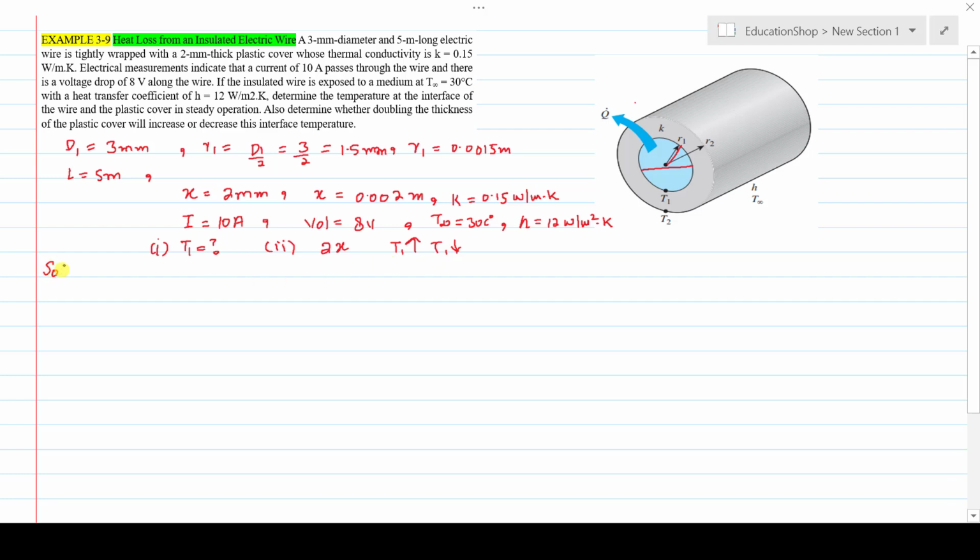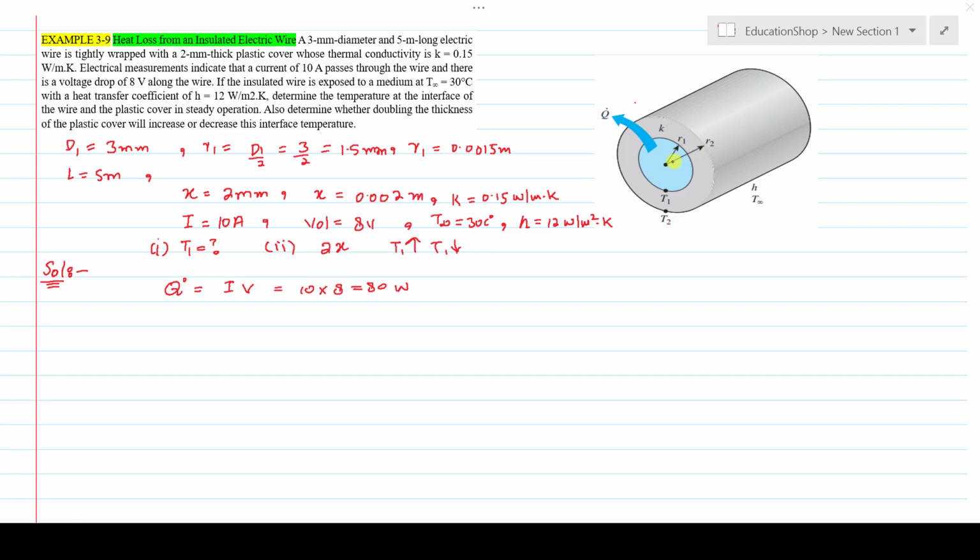Now let's come toward its solution. We need to calculate the amount of heat that is generated in this wire. It is Q dot equal to the current passing in this wire times the voltage applied on it. Current is 10 ampere and the voltage is 8 volt, so 80 watt of heat is generated in this electric wire.